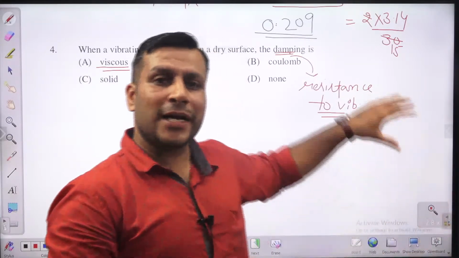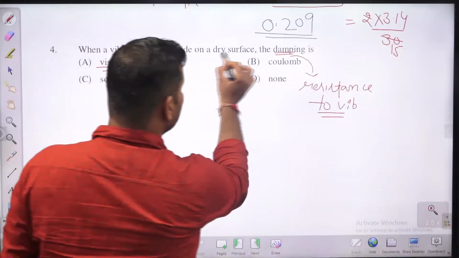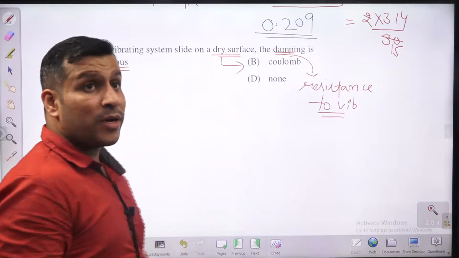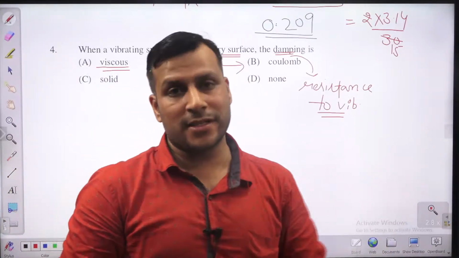That is known as what? A kind of friction or Coulomb damping. So in Coulomb or dry surface damping, there will be direct surface to surface contact between the two bodies, and due to that the resistance will be there.